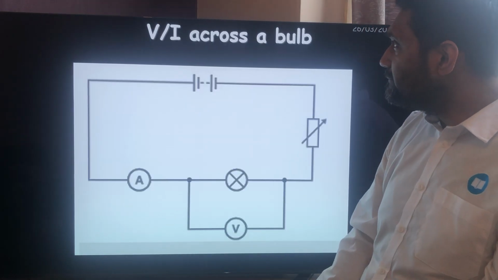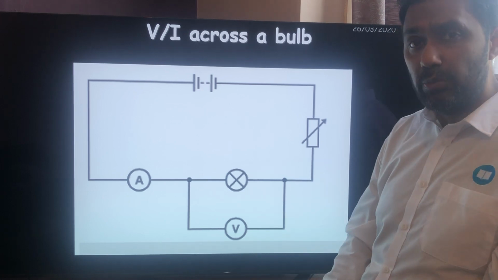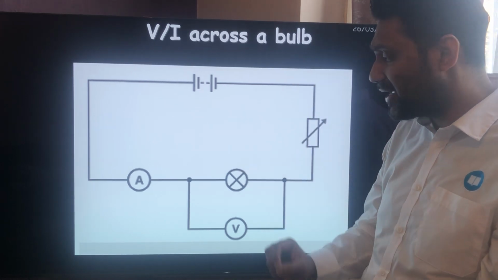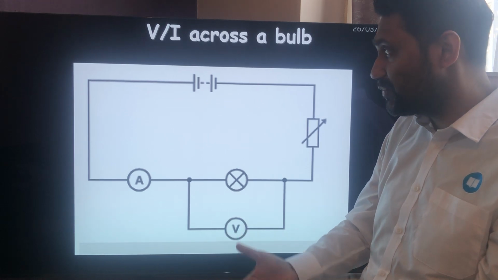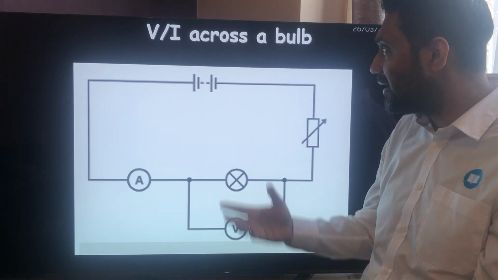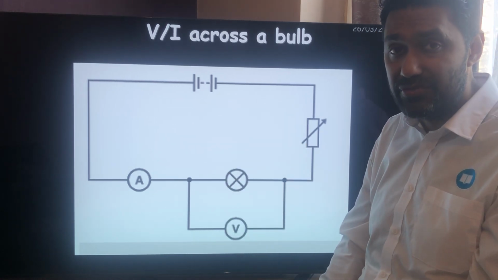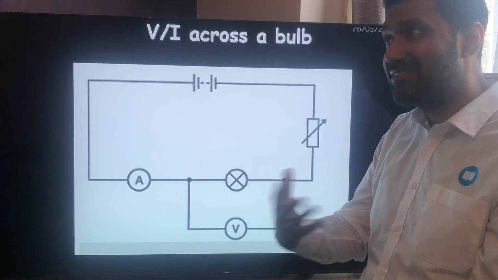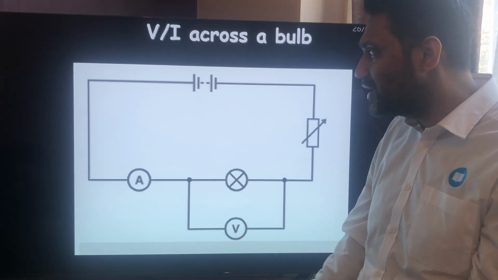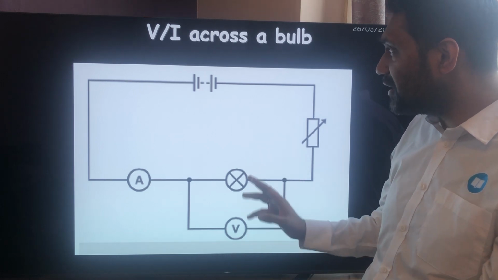Our next component then is our filament bulb. We have to call it the filament bulb because there are different bulbs now. You've been studying this for decades, how current behaves through a filament bulb. There are obviously different types of bulbs now, like LED bulbs. But for a filament bulb, this will happen.